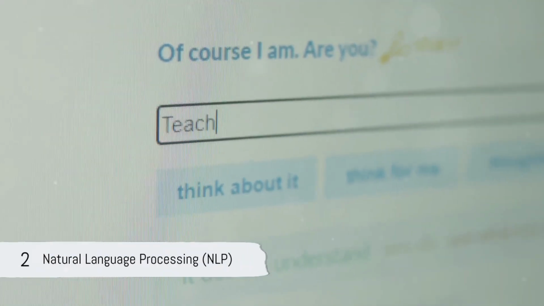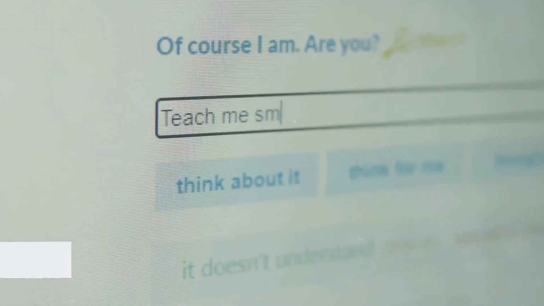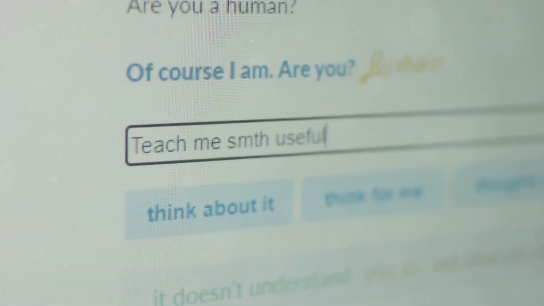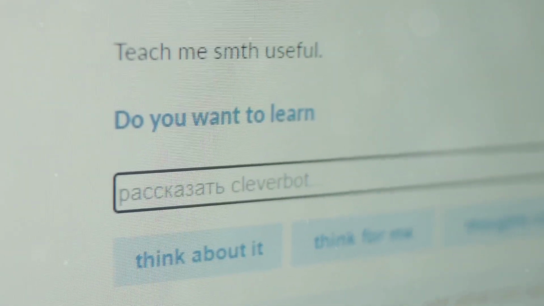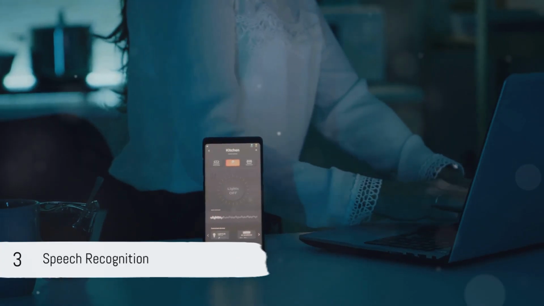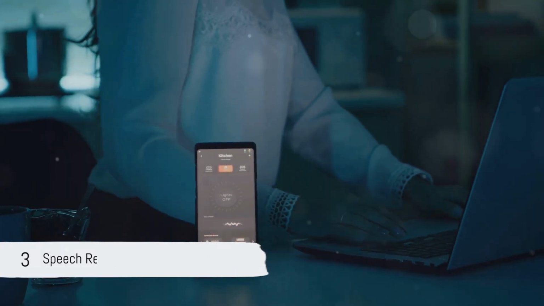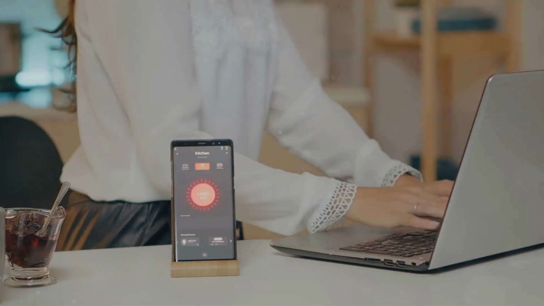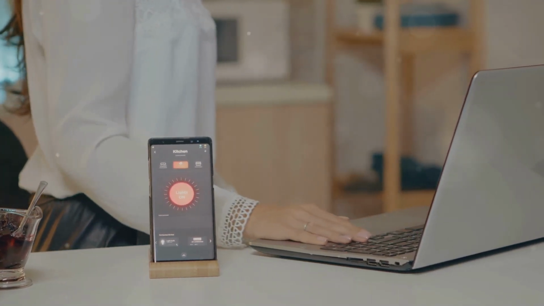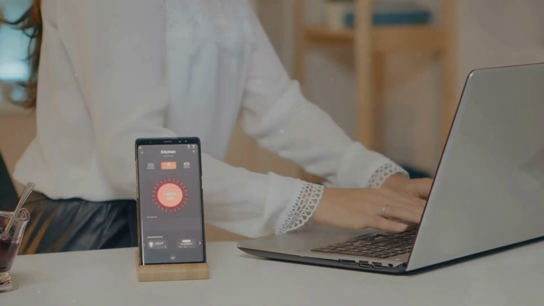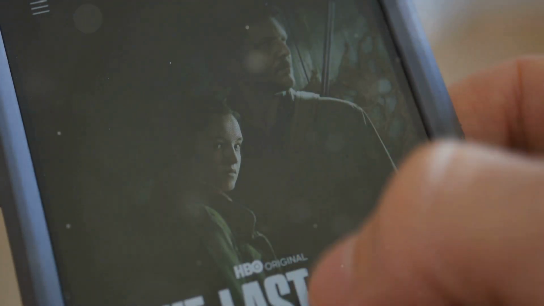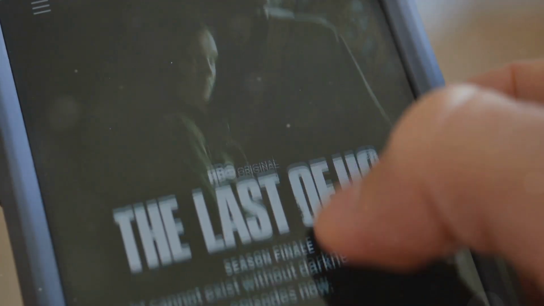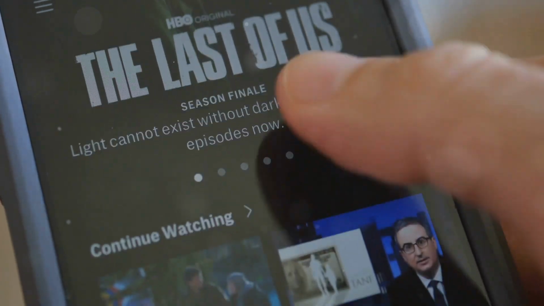2. Natural language processing. Deep learning enables machines to understand and generate human language. Applications include language translation, sentiment analysis, and chatbots. 3. Speech recognition. Deep learning models can transcribe spoken language into text with high accuracy, powering virtual assistants like Siri and Alexa. 4. Recommendation systems. Deep learning enhances the accuracy of recommendation engines used by platforms like Netflix and Amazon, providing personalized content to users.